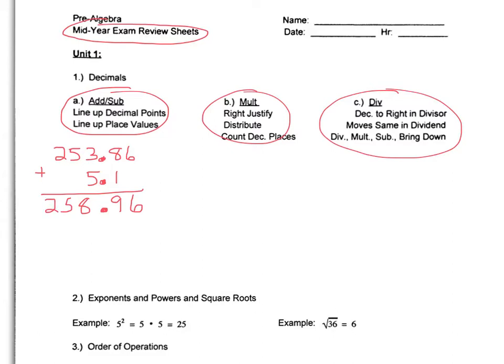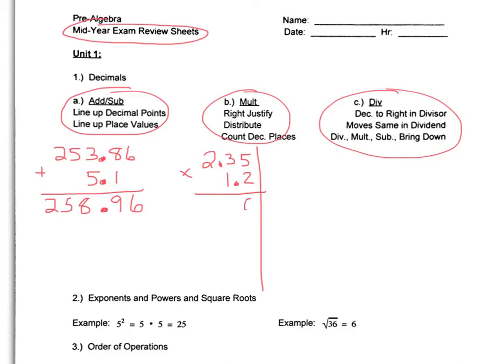When you multiply, you have to right justify. You line the numbers up on the right. So 2.35 times 1.2. Notice I am not lining up the decimal points, but I am lining up the numbers on the right. And then you just take and you distribute. So you take the 2 times the 5, the 3, and the 2.